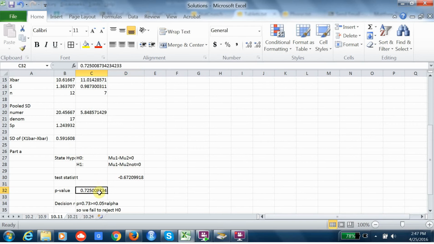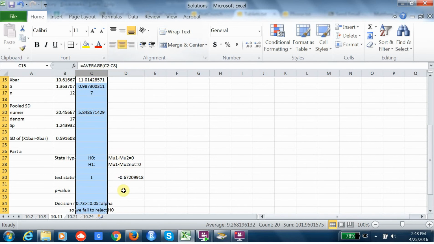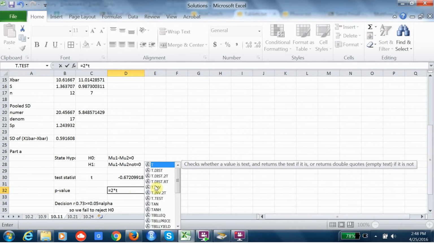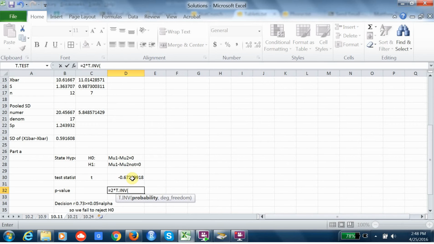And so we get a pretty small test statistic, okay? So now we can go ahead and compute the p-value. It's two-tailed, so I have to multiply by 2, and the test statistic is negative, so I'm not going to have to worry about taking 1 minus, right? It's just equal to 2 times, and now I do t.inv, and I'm sorry, t.dist.